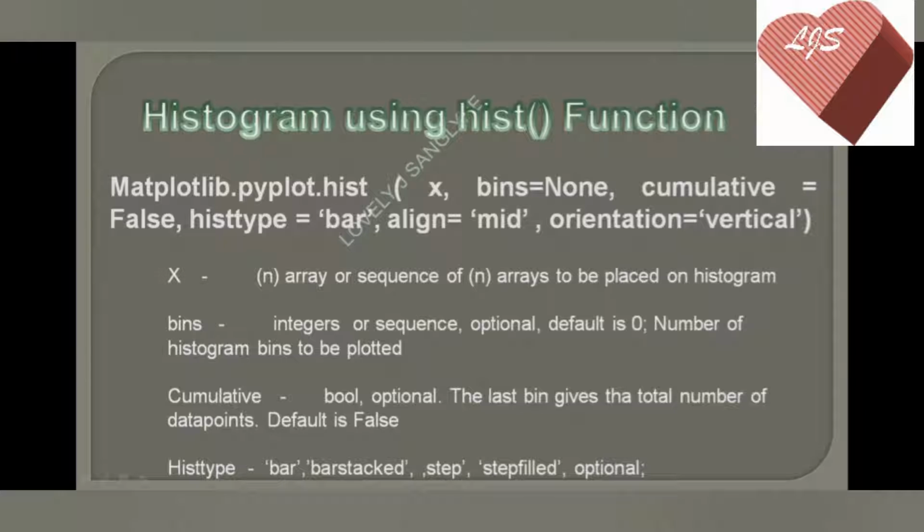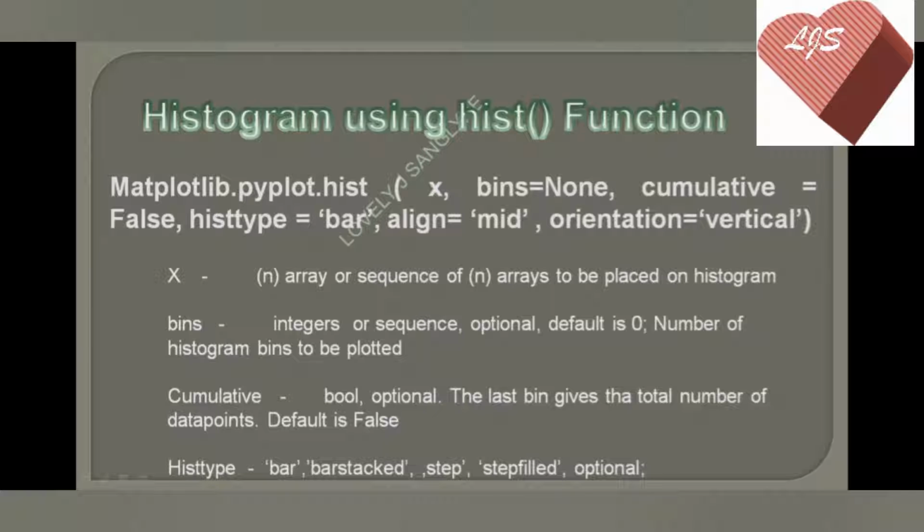The hist function of the Pyplot module lets us create and plot a histogram from a given sequence or sequences of numbers. Here you can see the syntax for using the hist function of Pyplot. And we have the parameters x, bins, cumulative, histtype, and orientation. x is an array or sequence of arrays, and bins are the number of bars that we want to plot in the histogram.